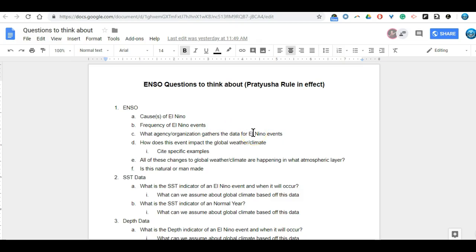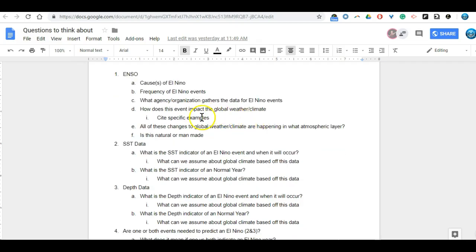What agency? That's NOAA. Specifically, how does this impact global weather or climate? Cite specific examples. Basically, it causes your normal climate to reverse or change.